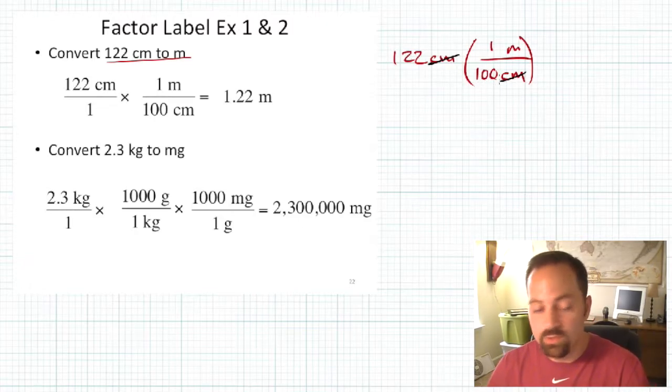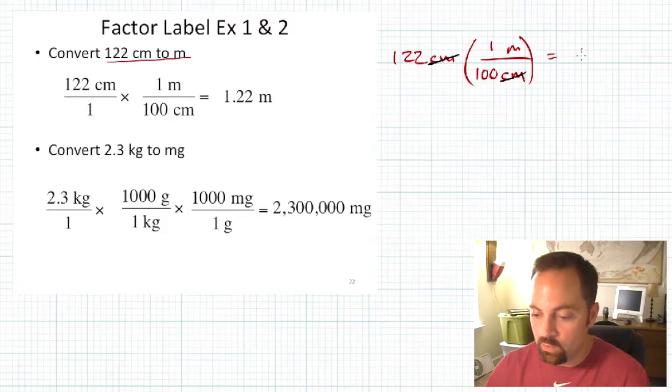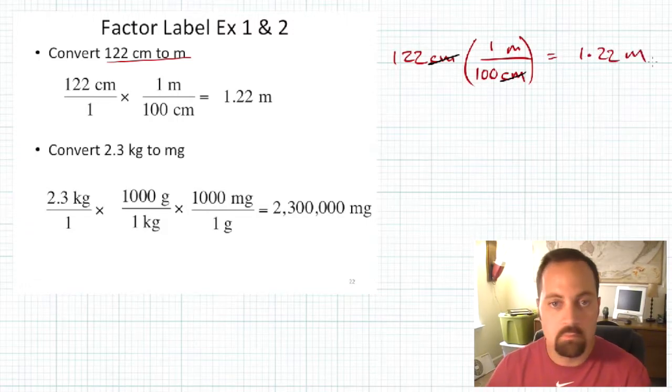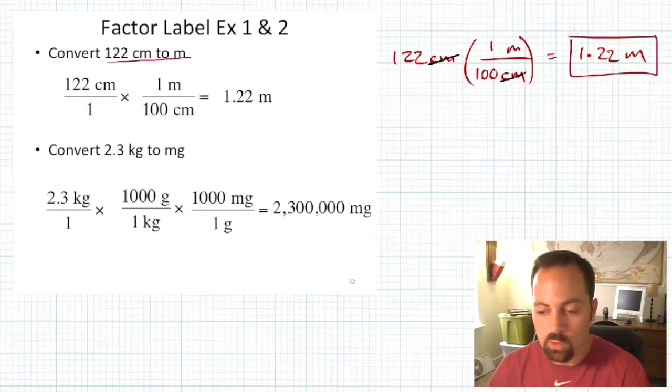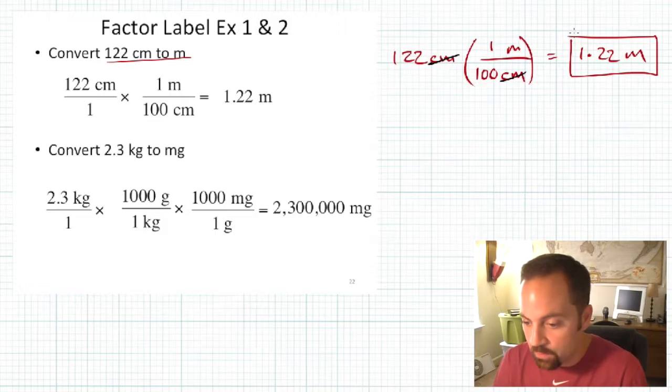But now I need to divide by 100. So 122 divided by 100, that equals 1.22 meters. Same value, just a different unit. Cancel units out by creating fractions and then crossing off that way.